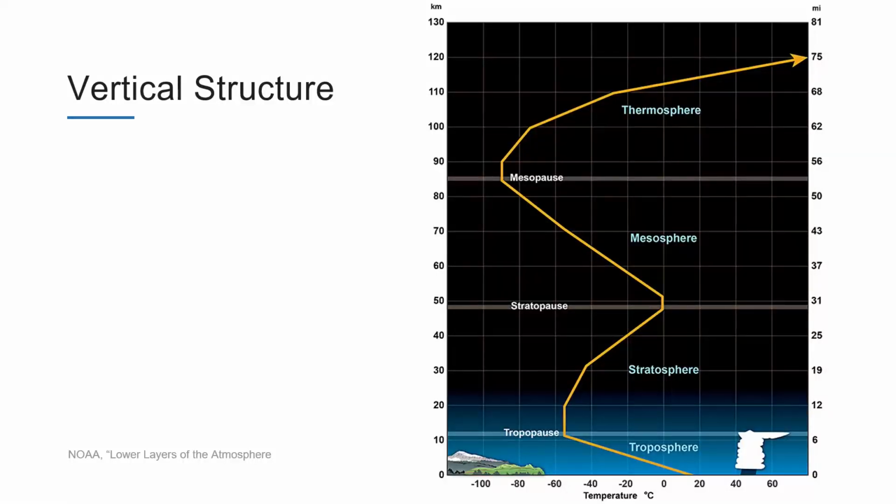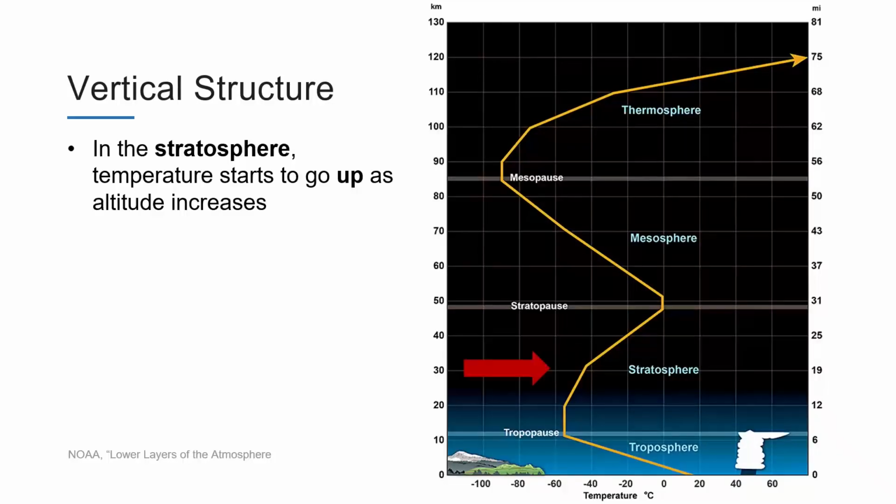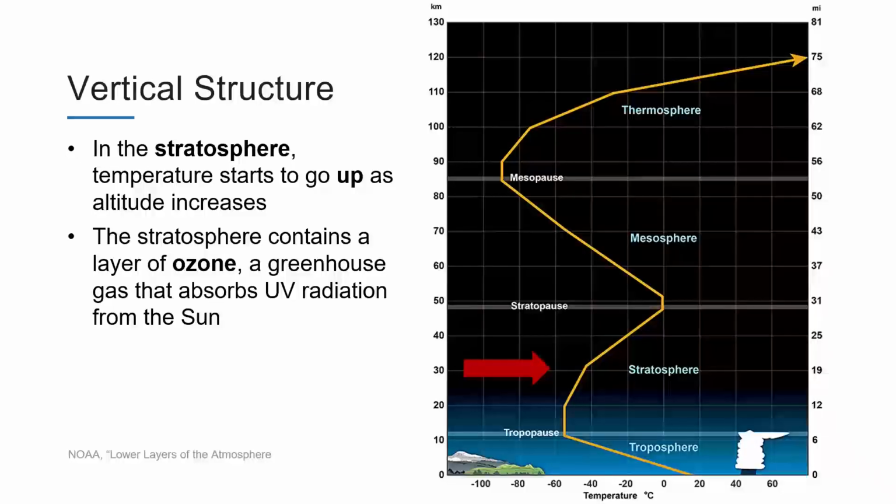The next layer is the stratosphere. This layer is different from the troposphere because the temperature actually starts to increase as we go higher in altitude. This is because the stratosphere contains its own heat source. It has this layer of ozone gas, which is a greenhouse gas that absorbs UV radiation from the sun, or ultraviolet radiation. As we go higher in the stratosphere, the temperature increases because more UV rays are hitting the ozone.